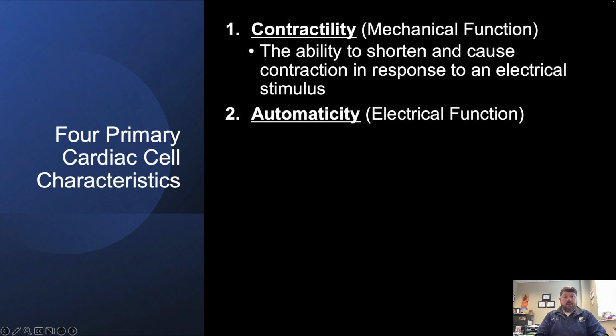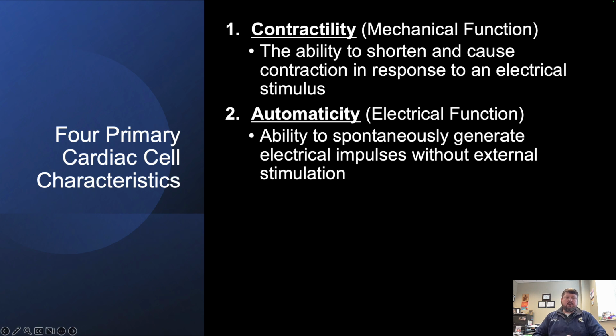Automaticity, which is an electrical function, is a really neat function, and it's the ability for the cardiac pacemaker cells to generate electrical impulses without external stimulation. Or another way to say it is the ability of the cell to self-propagate an action potential.